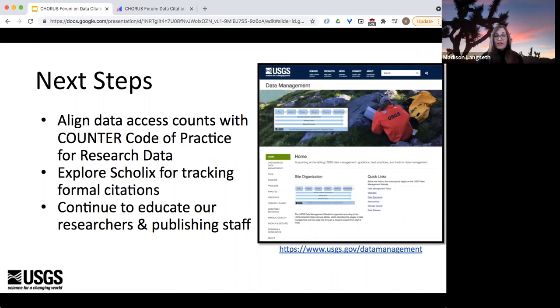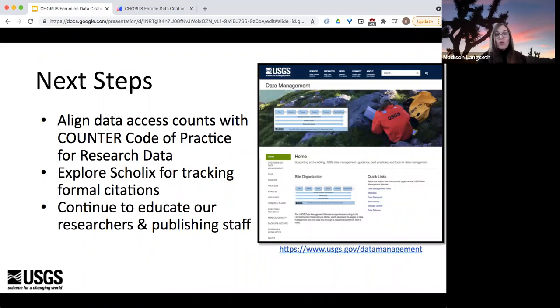Next, even though we did not find a large percentage of data citations in CrossRef references for our subset, many publishers are now accepting and encouraging data citations in the references section of articles. And we hope that over time, the number of data citations found in CrossRef structured references will increase.